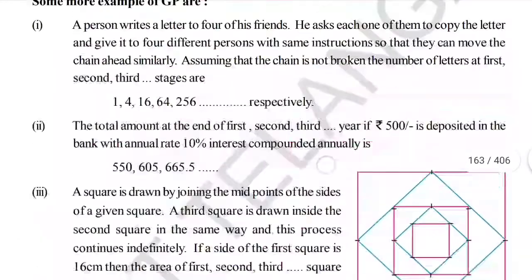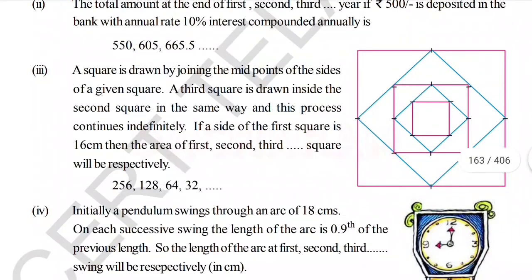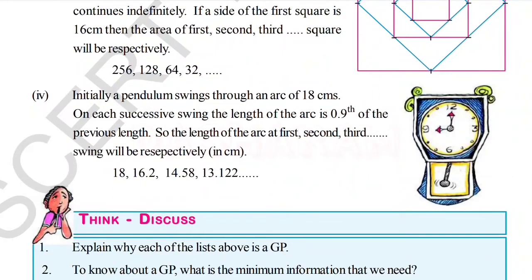So here these are the lists. First one: 1, 4, 16, 64, 256, and so on. Second list: 550, 605, 665.5. Third list: 256, 128, 64, 32, and so on. Fourth one: 18, 16.2, 14.58, 13.122.